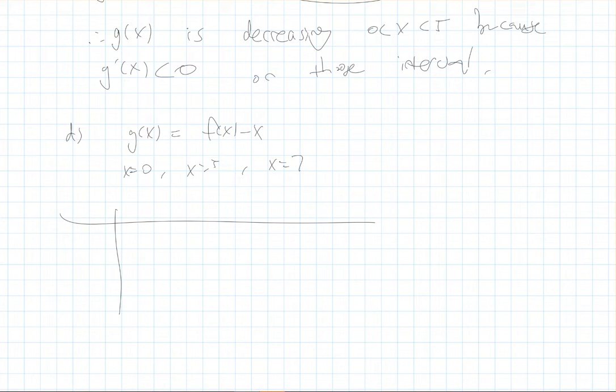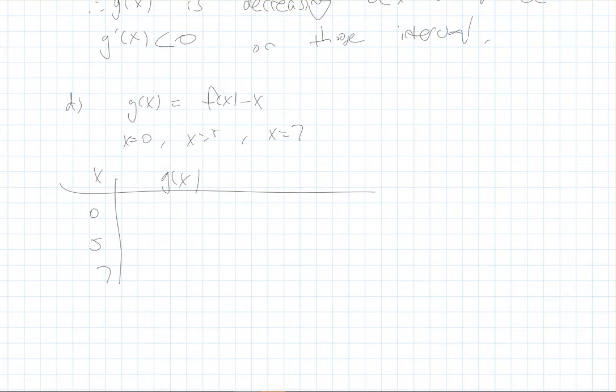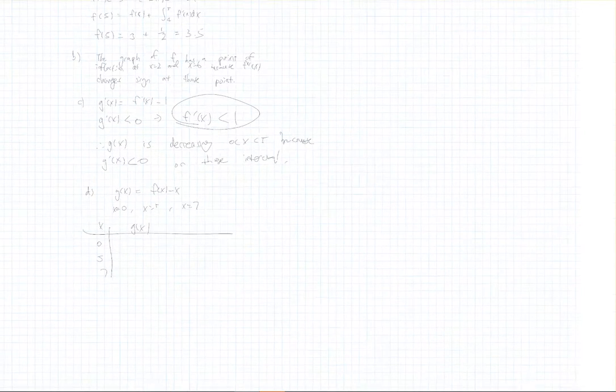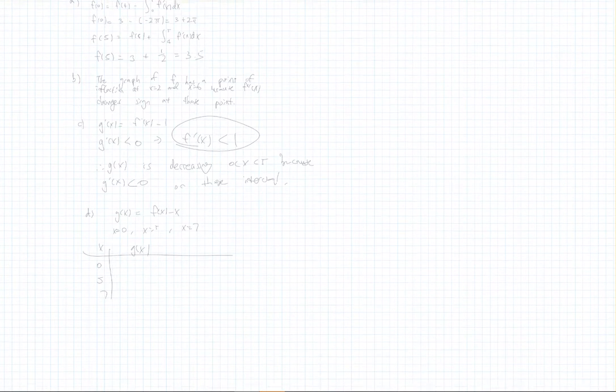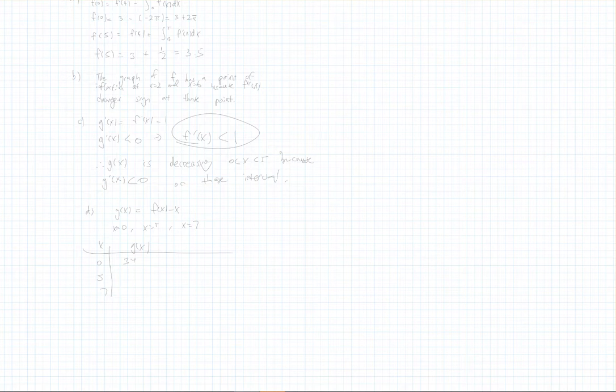And if you make a graph of x and g of x, at 0, 5, 7, from the first question we know that for x equals 0 the value was 3 plus 2 pi minus 0, because we're using 0 as a candidate, so it will be 3 plus 2 pi. And then for 5, f of 5 was 3.5, so 3.5 minus 5 will be negative 1.5.